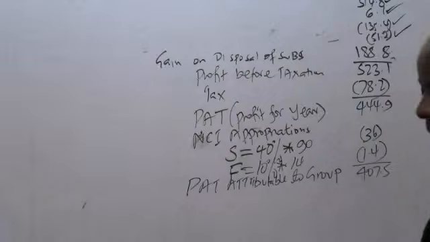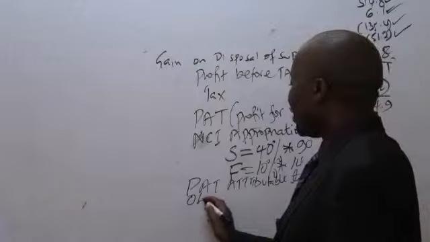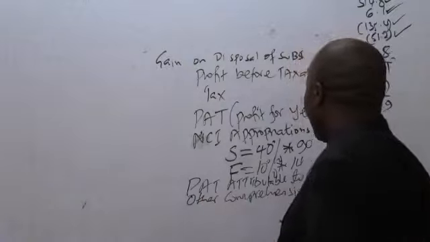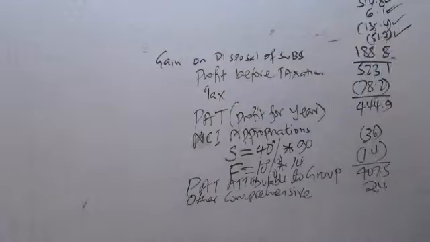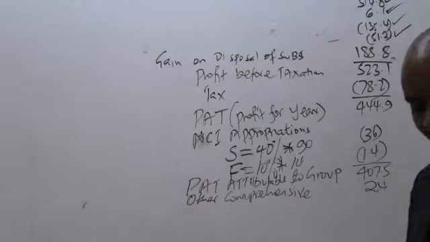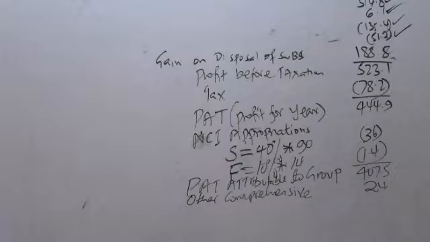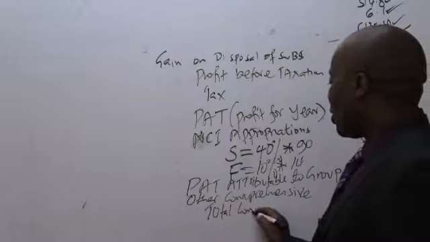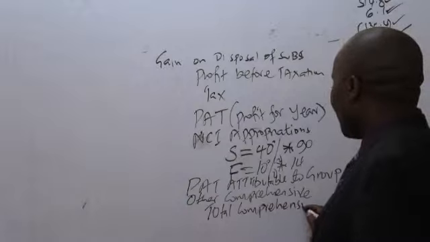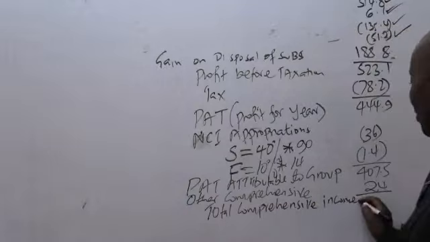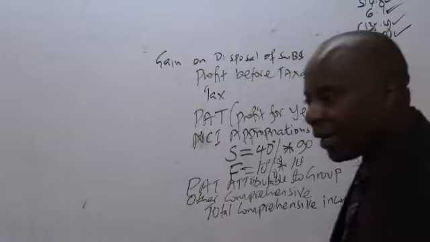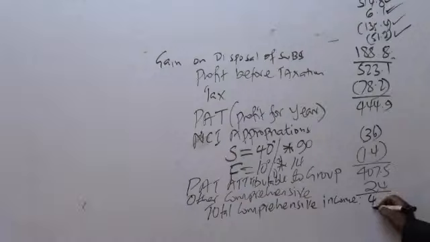We have other comprehensive incomes. Other comprehensive income. Remember, we had already done this figure. If I remember very well, you guys gave me a figure of 24. Other comprehensive income, mlipatia 24, and therefore now we should be able to get the total comprehensive income. The total comprehensive income una add. Wananiambia kwamba ni 431.5, like that.